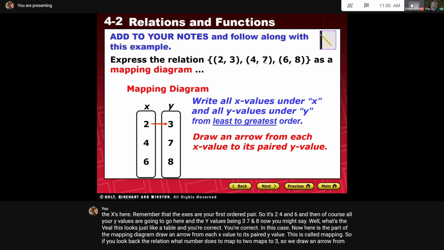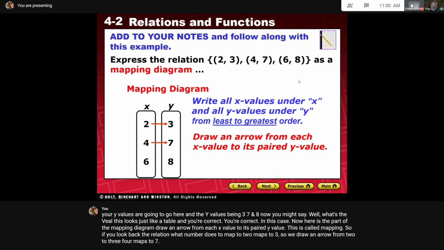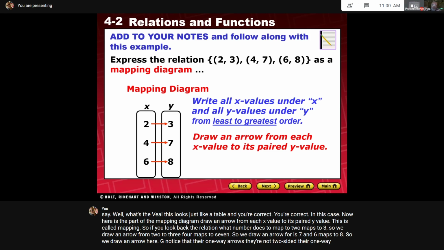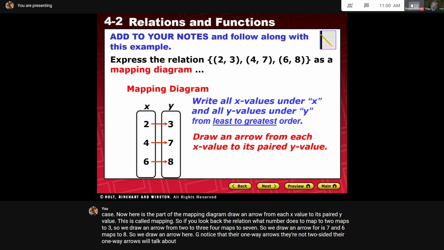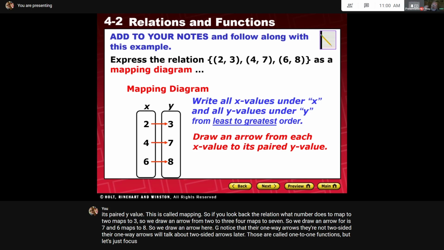4 maps to 7. So we draw an arrow 4 to 7. And 6 maps to 8. So we draw an arrow here. Notice that they're one-way arrows. They're not two-sided. They're one-way arrows. We'll talk about two-sided arrows later. Those are called one-to-one functions, but let's just focus on this. 2 maps to 3, 4 maps to 7, 6 maps to 8.